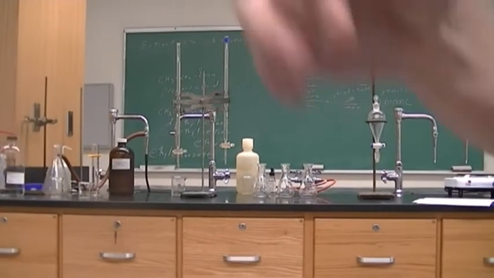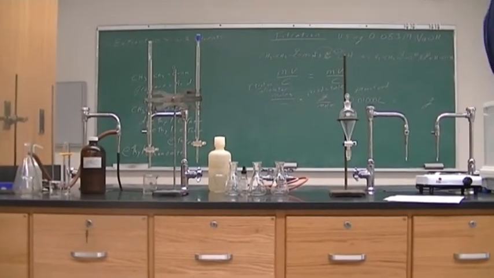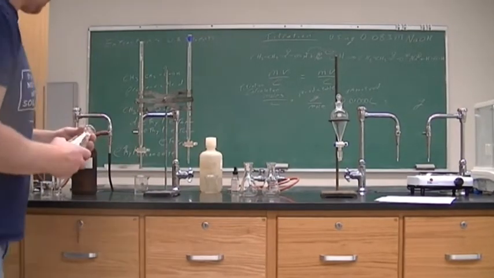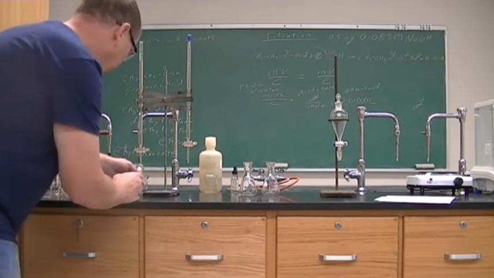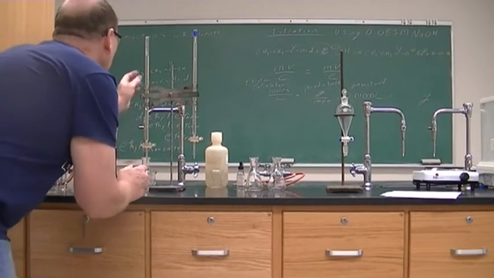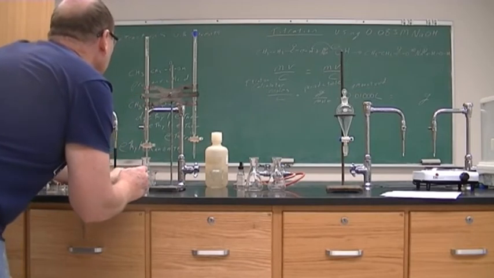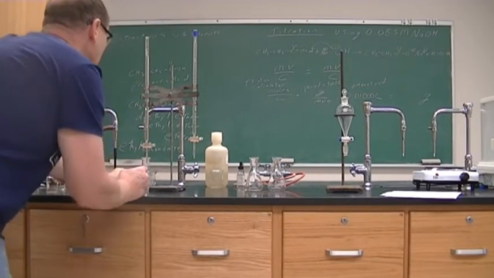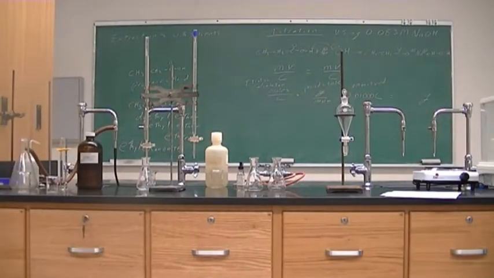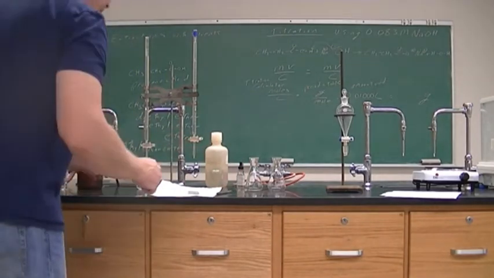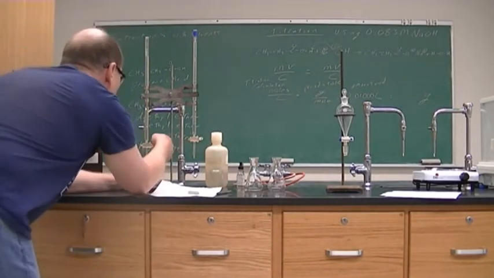So first, I'm going to take 10 mils of the propanoic acid. This is just deionized water wet. All right, and so I'm going to use my burette, and so this is at 2.20 milliliters, 2.20. So that is the starting volume. And so I want to add 10, so I'm just going to go down to 12.2.